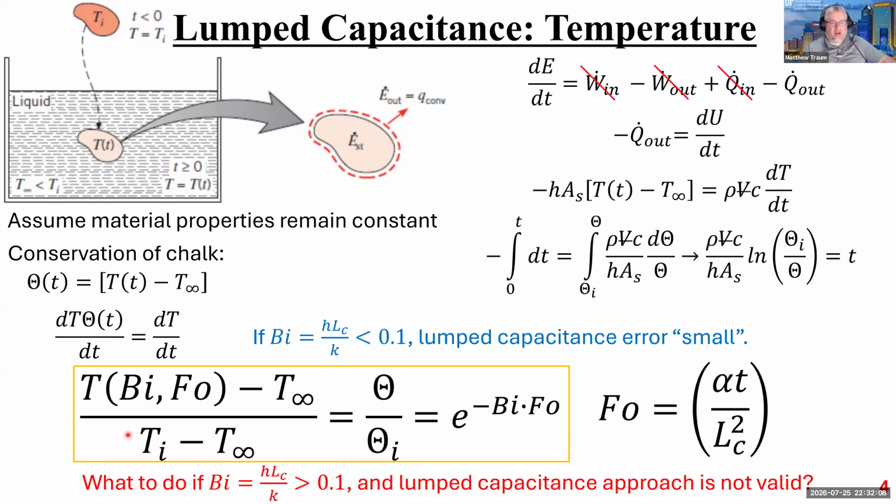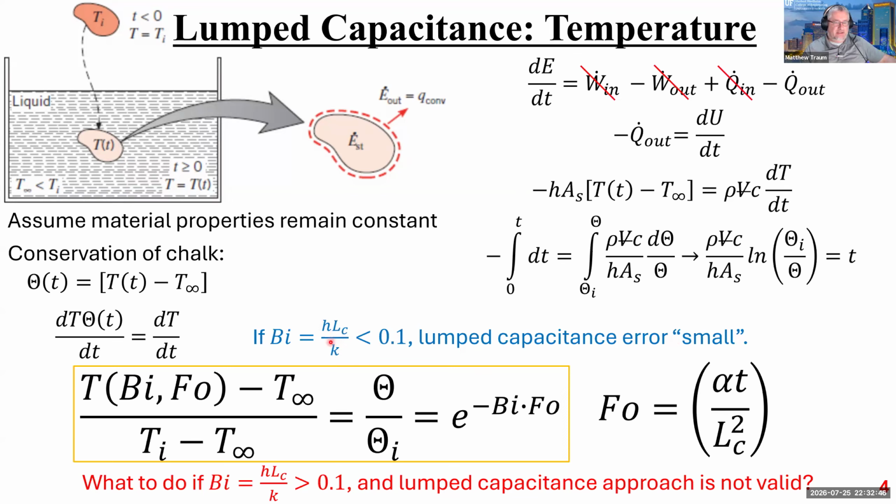And so this is all true and correct, and very easy to implement, provided the Biot number is less than 0.1. And I say if Biot number, which is hL over k, is less than 0.1, then the lump capacitance error is small, from an engineering perspective. And that means you can use this, right? So basically what this means, if it's small, is that k is much bigger than h times Lc.